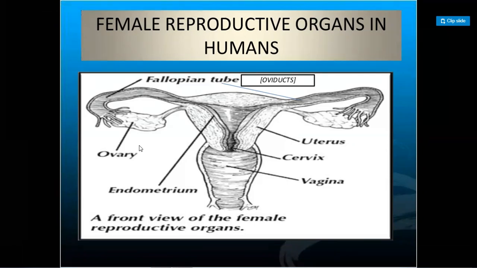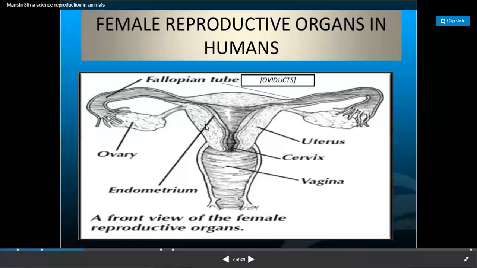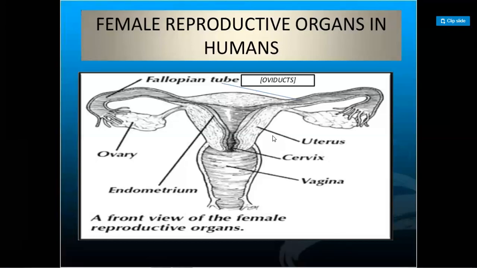Next is the uterus, or we call it womb. The two fallopian tubes are connected to a bag-like organ called the uterus. You can see these are connected to the uterus, right? The growth and development of the fertilized egg, that is the zygote, into a baby takes place in the uterus.